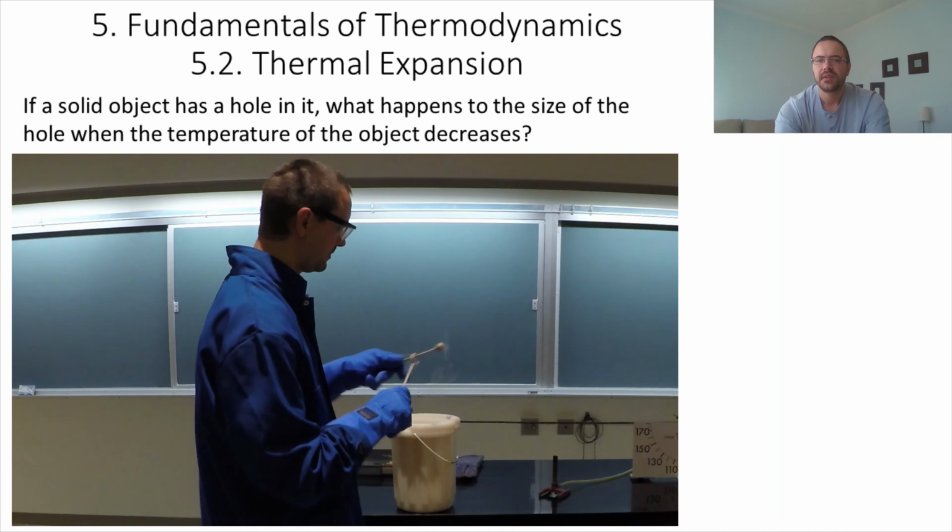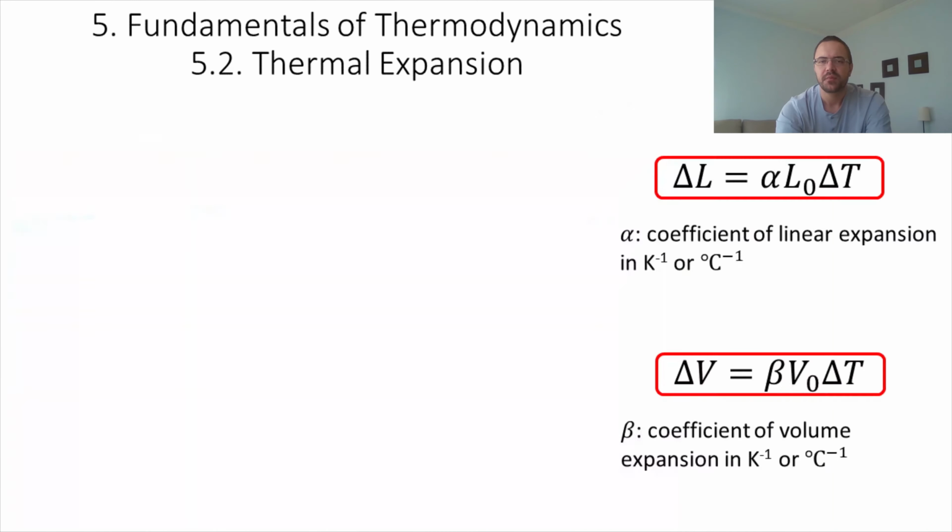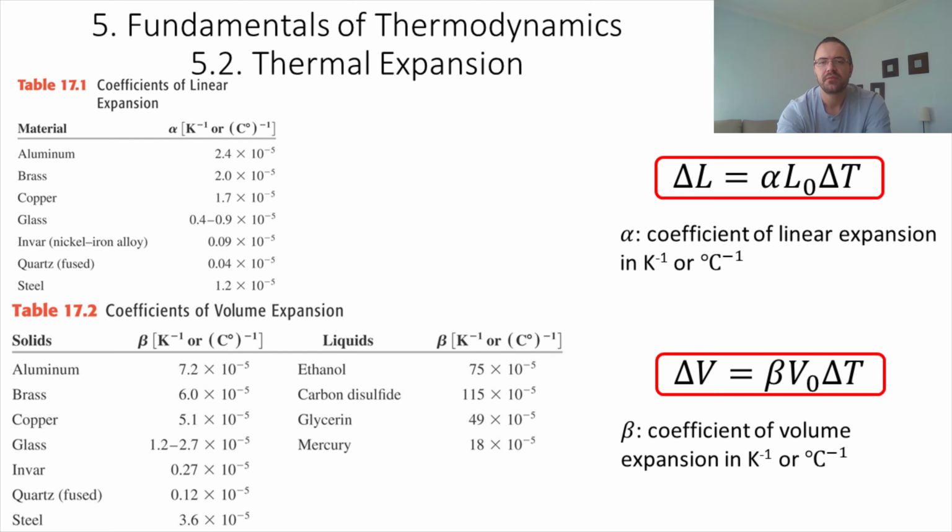Now, similar to the coefficient of linear expansion, which describes the expansion of a rod with a length L0, there is also a coefficient of volume expansion. In this case, the relation is delta V equal beta V0 delta T. And beta, in this formula, is the coefficient of volume expansion, also expressed in inverse Kelvin or inverse Celsius. And in these tables, you can see a couple values for the coefficient beta.